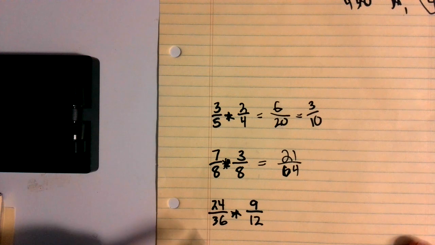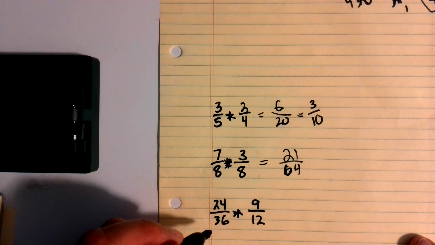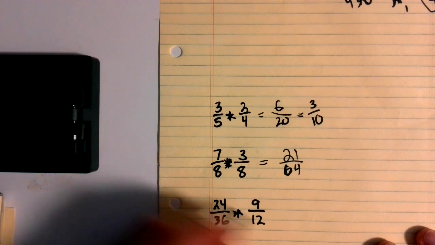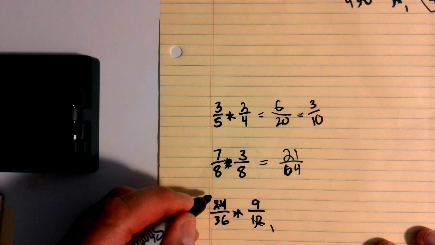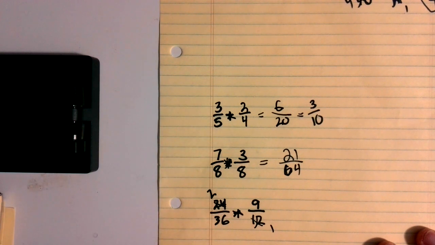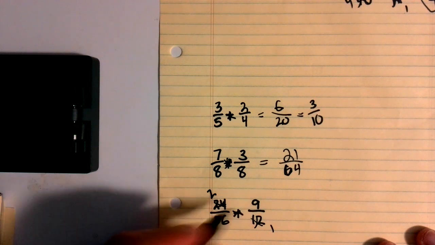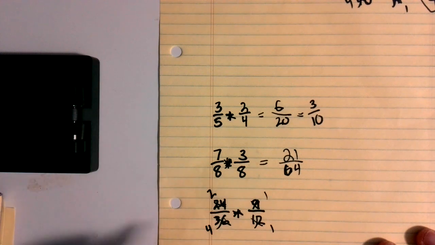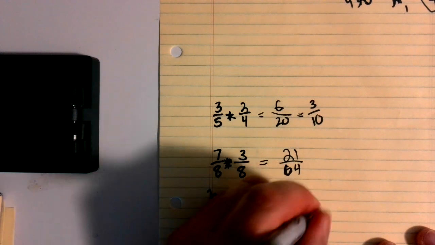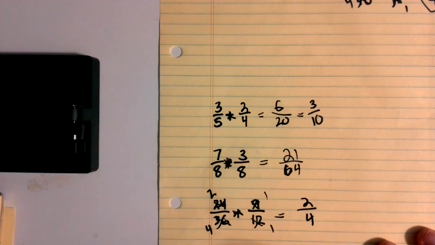All right. And finally, this last problem, I see some cross-reducing opportunities here. I know that if I take a 12 out of 12, I get 1. If I take 12 out of 24, I get 2. Okay. I know that there's 4 9s in 36, so that would leave me 4 here and 1 here. I can multiply this across now, and I can get 2 over 4, which when reduced equals 1/2.